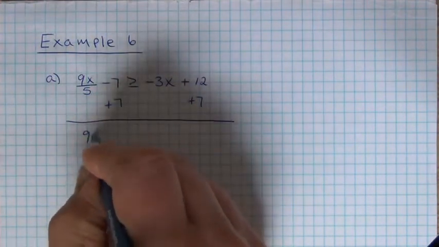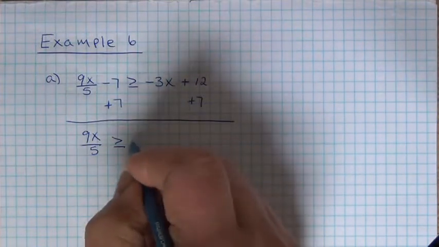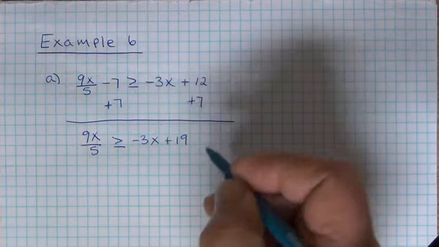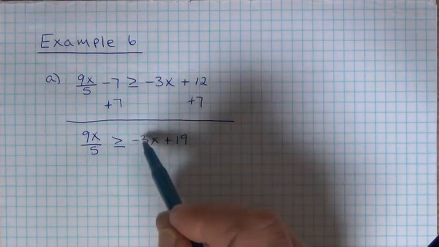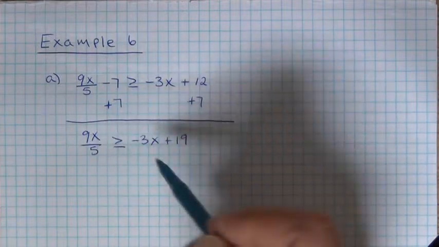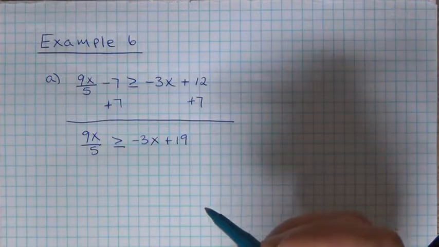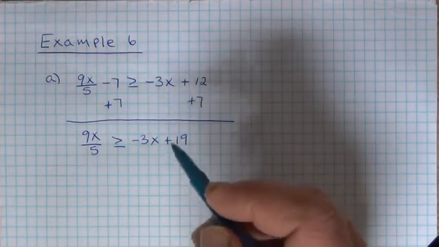And I end up with 9x over 5 is greater than or equal to negative 3x plus 19. Now, one path to go from here is to find a common denominator between these two terms and combine them. I'm going to take a different tack. I'm going to actually get rid of this fraction because I don't like working with fractions.